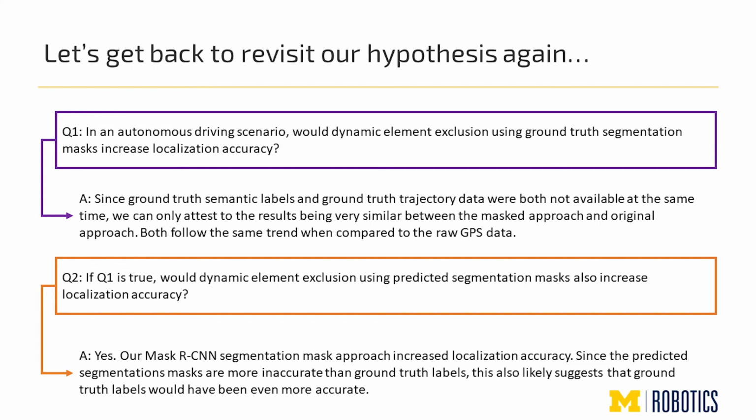As for the second question, do our predicted masks increase localization accuracy? Yes, our mask RCNN segmentation mask approach increased localization accuracy. Since the predicted segmentation masks are more inaccurate than ground truth labels, this also likely suggests that the ground truth labels would have been even more accurate.